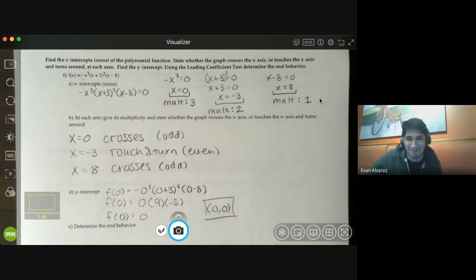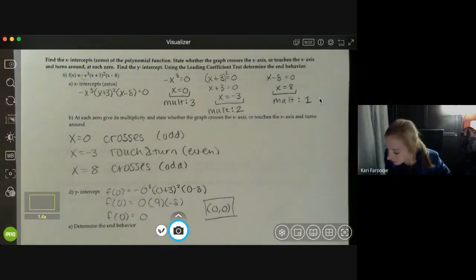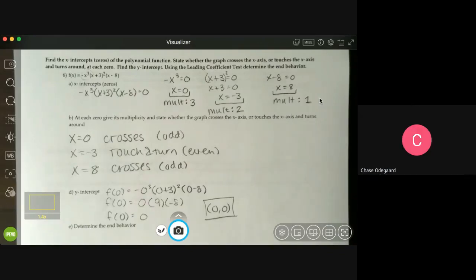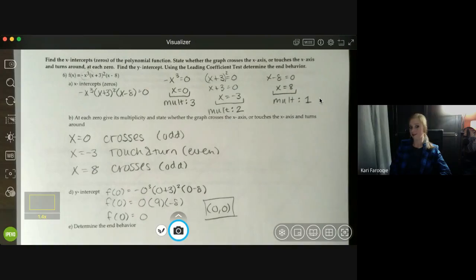Is it 5? It's not 5, but you're getting closer. 6. It is 6. Chase says 6. Why did you say 6, Chase? Because it's 3 plus the 2 and then the 1 on the x minus 8. Yes. You must add up all the exponents.